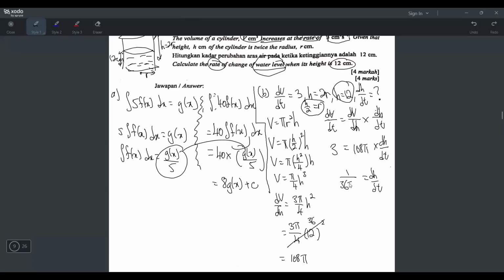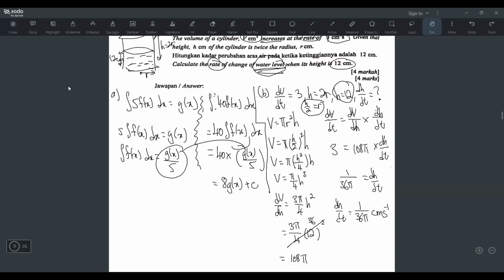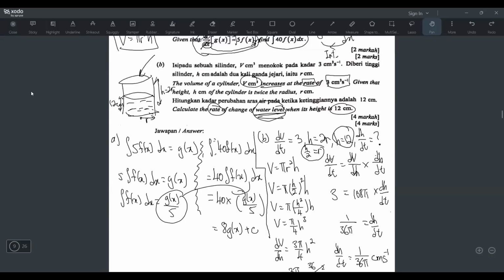But make sure that the pi you write below, because when you move this, the pi will be at the bottom. It will be below the fraction. Okay, so let's write the unit. dH/dt equals 1 over 36 pi. The H represents water level or the height, which is in cm, because we are finding the rate of the water level, in cm here. And then the time will be in seconds, but since it is at the bottom, you have to put minus 1. So the rate is 1 over 36 pi cm per second. That's what it means, right? Okay, done.